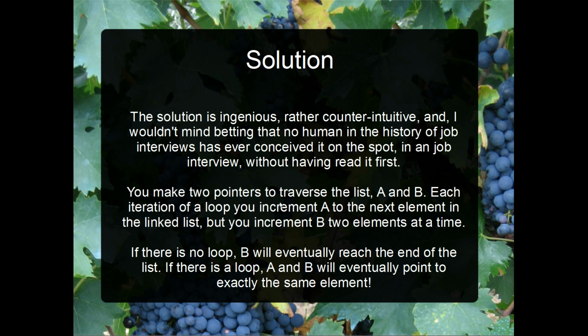Anyway, here's the trick. You make 2 pointers to traverse the list, pointer A and pointer B. And each iteration of the loop, you increment the A pointer to the very next element in your linked list, but you increment the B pointer 2 elements at a time. So if there's no loop, B will eventually reach the end of the list. Fair enough. If there's no loops at all, B's going to get out of the list. It's going to read all of the elements and pop out the other end.